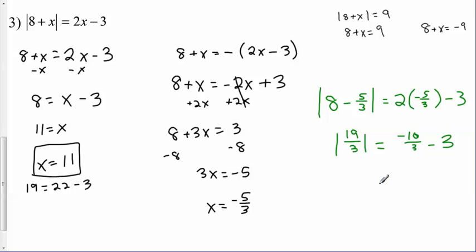minus 3. So negative 10/3 minus 3 is going to be, 3 is really 9/3. So negative 10 minus 9 is negative 19/3. The absolute value of 19/3 is a positive 19/3. So does 19/3 equal negative 19/3? No, it does not. I plug in negative 5/3, and I'm not going to get a true statement. So this is not part of the answer. It is an extraneous solution.